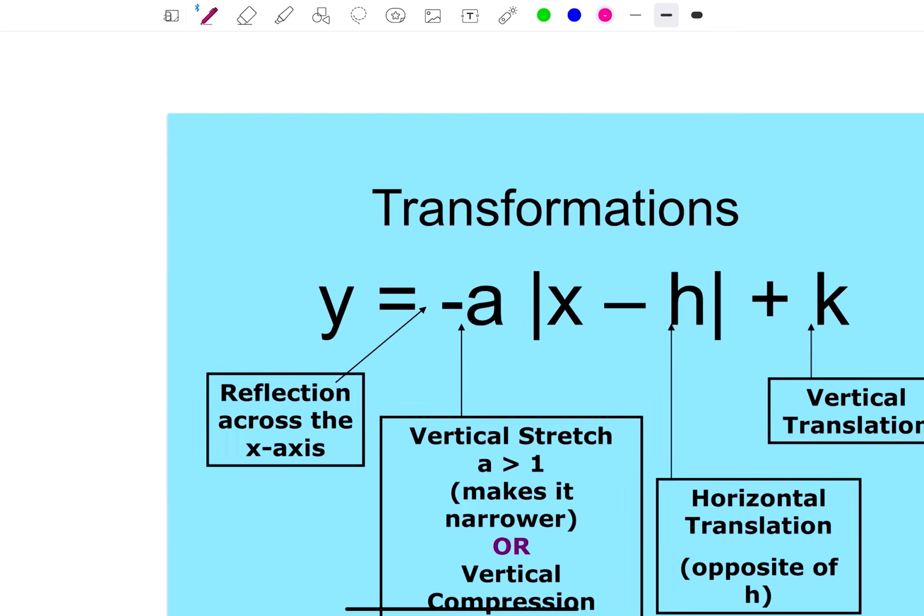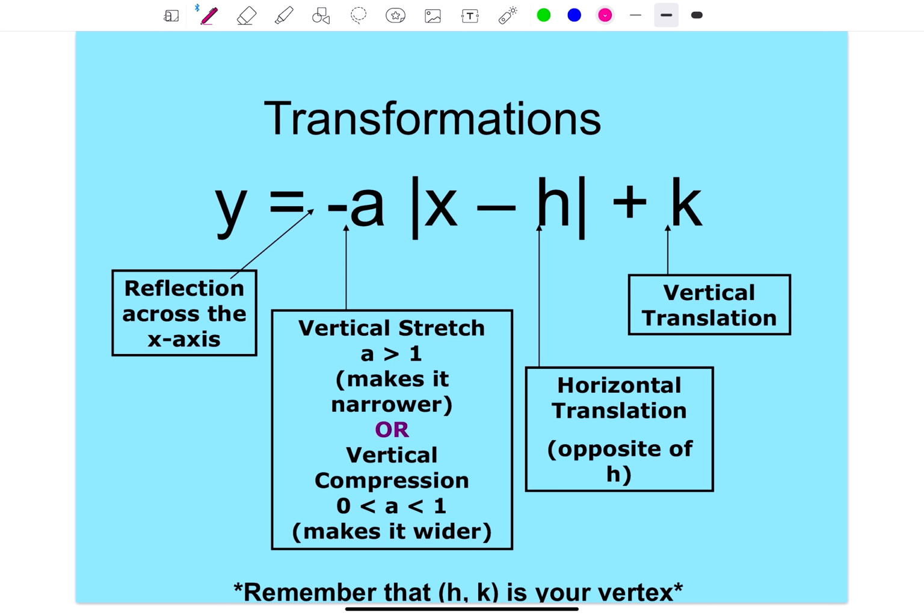Next, we're going to summarize all the transformations. A negative in the front is going to be a reflection over the x-axis. The a in the front is going to make your graph stretched or shrunk. If the absolute value of a is greater than 1, it's going to make it narrower. If the absolute value of a is less than 1, it would make it wider. The number inside your absolute value function will be a horizontal shift, meaning it's going to move it left or right.